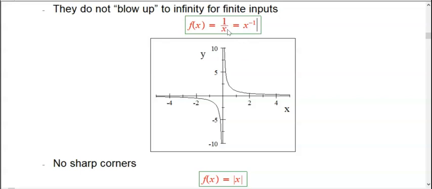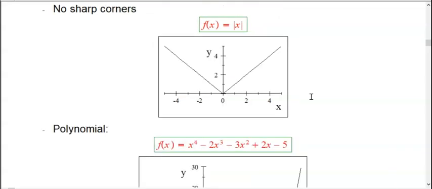You can't take 1 over 0, and if you take 1 over a small number, it blows up. Like I said, we'll be interested in those later. The point I'm trying to make is that polynomials can't look like this. They can't have things where it zooms off to infinity. Again, you can see that the 1 over x graph has two disconnected pieces, and a polynomial graph will never have multiple disconnected pieces. The last thing is that it has to be smooth, not just continuous, but smooth, which is even a stricter restriction.